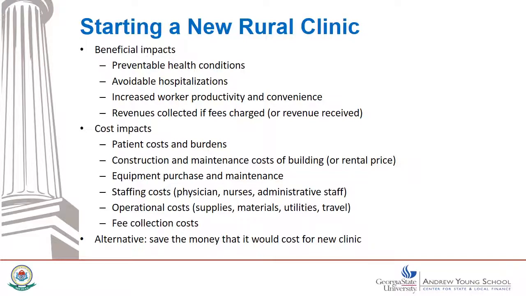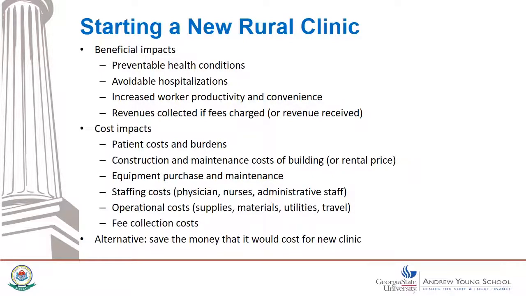Cost items may be easier to understand. There are patient costs and burdens. Even though a client saves time by not having to travel to a distant clinic, there's still time within the clinic waiting for and receiving service. So that's a patient cost.